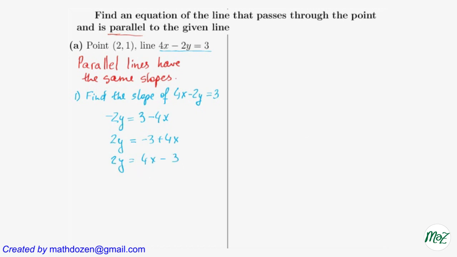Then we'll divide by 2 all the way through. This will give us y is equal to 4x divided by 2 minus 3 divided by 2. After simplification, that gives us y equals 2x minus 3/2. What we needed was the slope of the line, and the slope happens to be the coefficient in front of x, that's exactly 2. Okay, slope m is equal to 2.